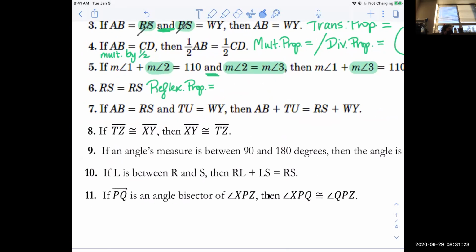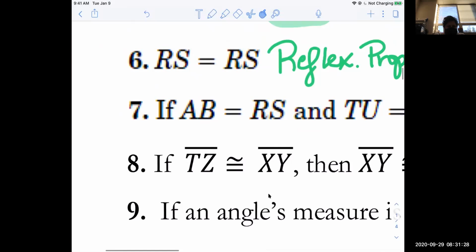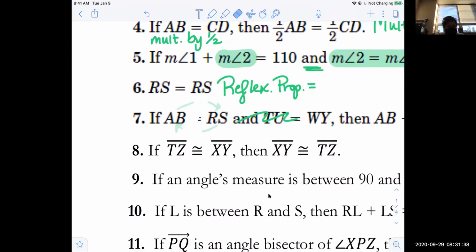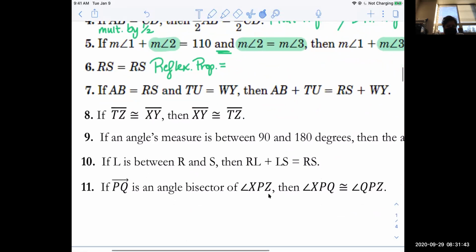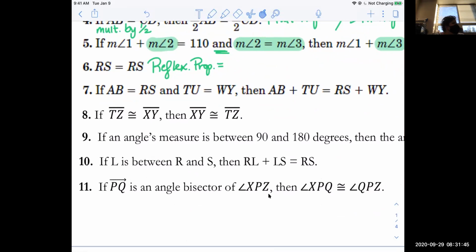Okay, so if it's symmetric, I would have said if AB equals RS, and I wouldn't have even given you this. All I would have done is say, then RS equals AB. Symmetric is literally just switching the two sides of one equation. So it's not symmetric. Abe, what do you think? Tell me why you think addition.